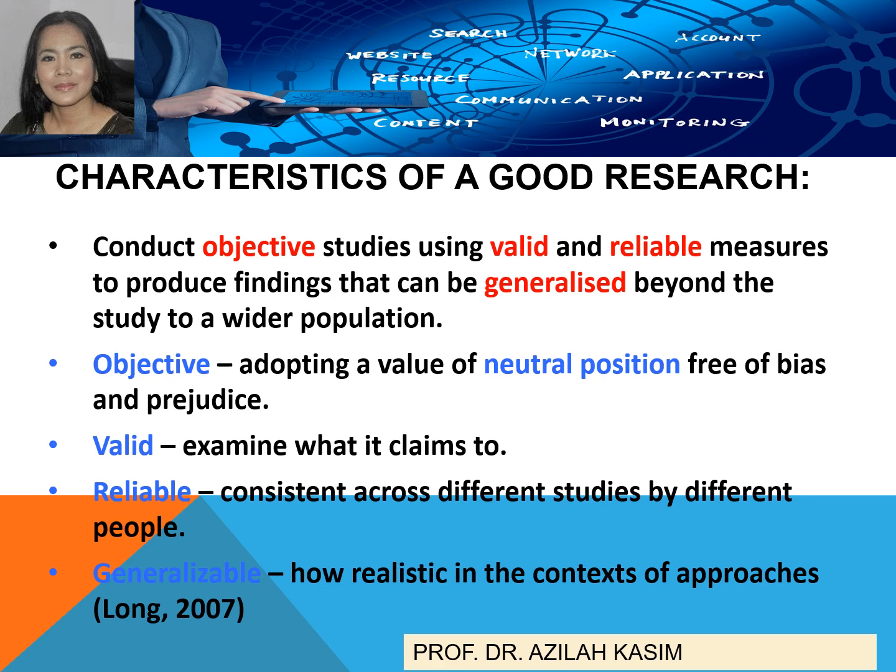So objective means neutral from any subjective thinking or biasness. Valid means it really portrays what it's supposed to portray. Reliable means it's consistent across different studies. And generalizable means it is realistic and can be assumed to be true for the entire population. Okay.